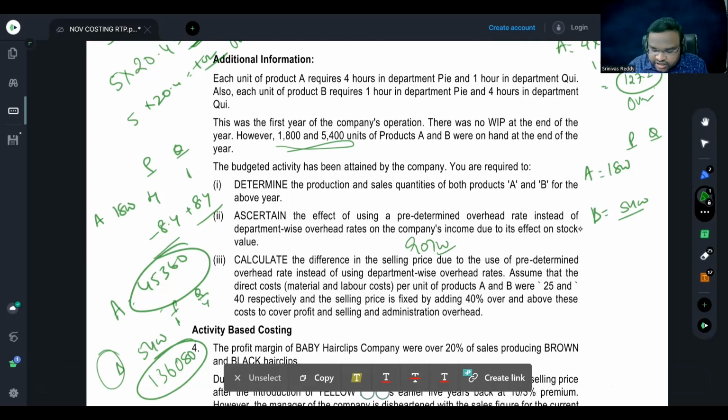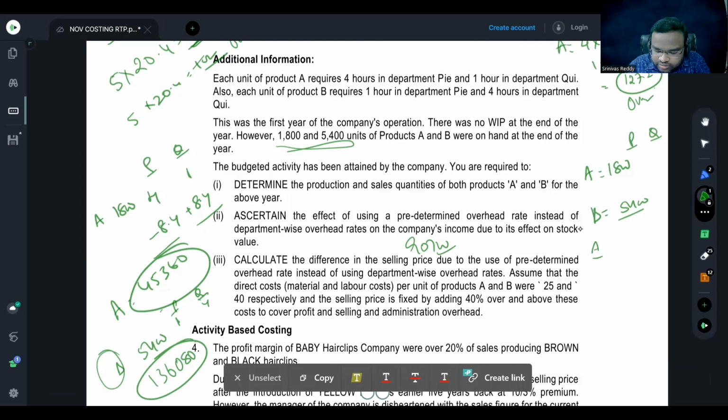Third point. Calculate the difference in the selling price due to the use of predetermined overhead instead of using department-wise overhead rate. Assume the direct cost per unit of A and B were 25 and 40 respectively, and the selling price is fixed by adding 40% over and above these costs to cover profit and selling and administration overhead. It is simple. What is your selling price if it is a predetermined rate? What is the selling price if you use the department recovery rate? We will be doing A once, B we can do it later.